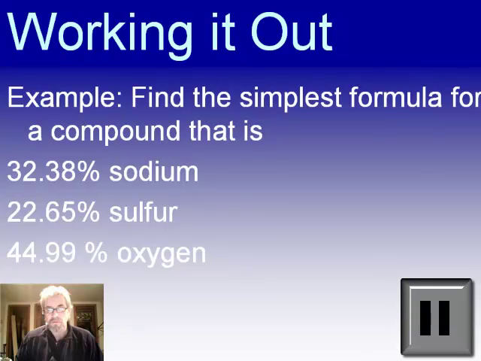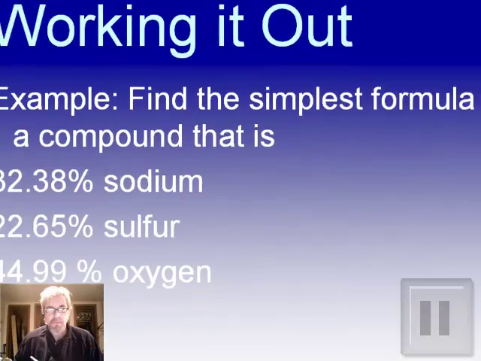Well, if you had trouble with that last one, maybe you can do better this time. Find the simplest formula for a compound that's 32.38% sodium, 22.65% sulfur, and 44.99% oxygen. Stop the video, do your best, and then check my answer out.